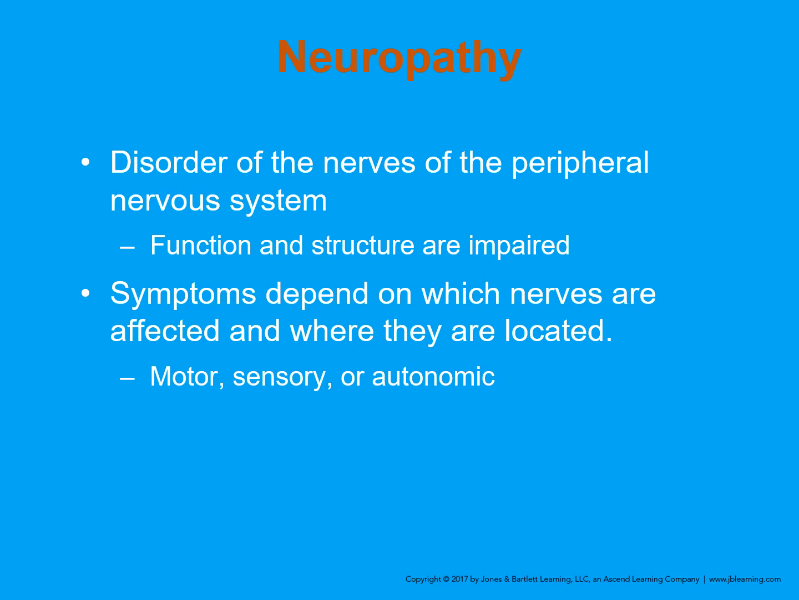Disorder of the nerves of the peripheral nervous system, where function and structure are impaired, is called neuropathy. It is generally caused by diabetes. Diabetic neuropathy is very common. It often affects the feet more than the upper extremities. So these people cannot feel their feet. They're assuming they're under them. They walk slowly, carefully, and there's a good chance they will trip and fall down.